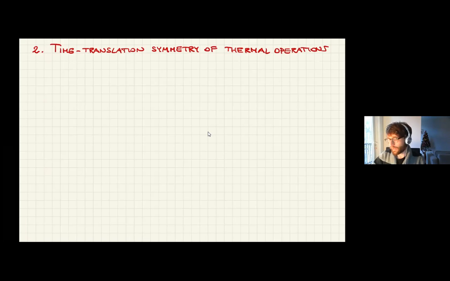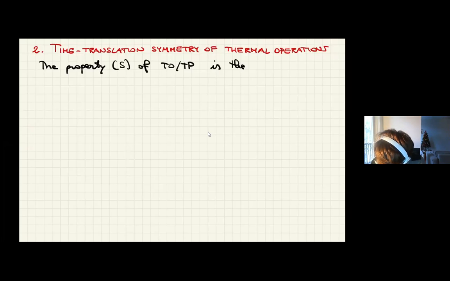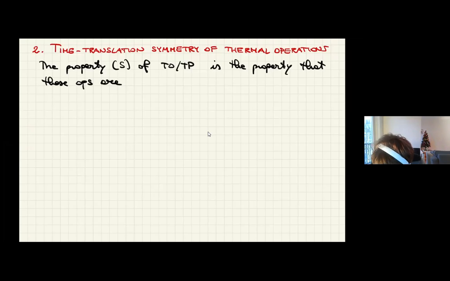What we're going to look at now is how this property affects thermodynamic transformations. Because the basic link between everything we said and what we said in the previous class is that the property that we call S of thermal operations, of thermal processes, is the property that these operations are symmetric under time translations. So they are G symmetric, for G equal to the group of time translations.